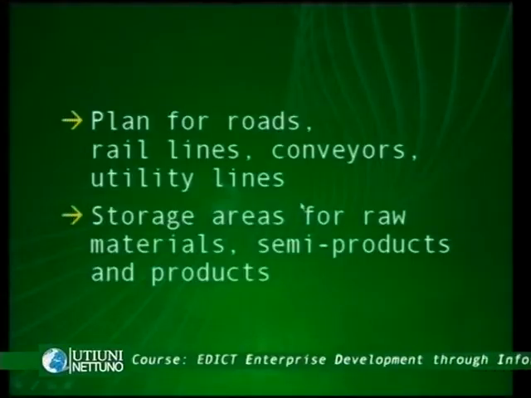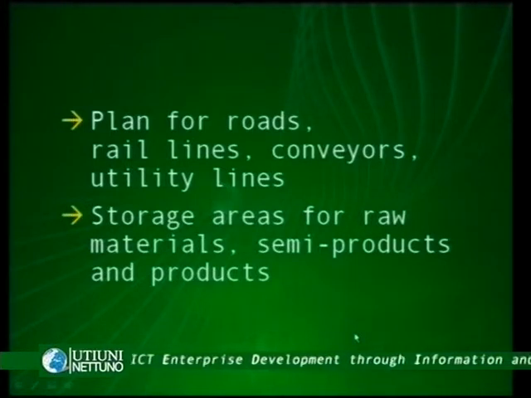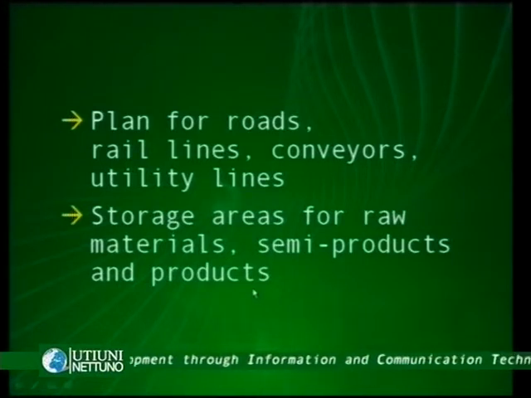The third element is about storage areas for raw materials, semi-products, and products. Since production is not always continuous, but even though the production is continuous, the flow of raw materials and the outflow of finished products is not continuous. And so we need storage areas, both for raw materials, for semi-products, and for finished products.